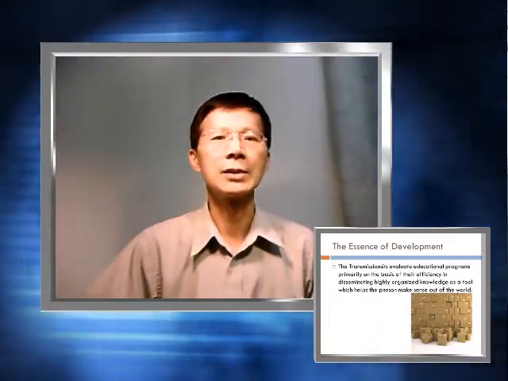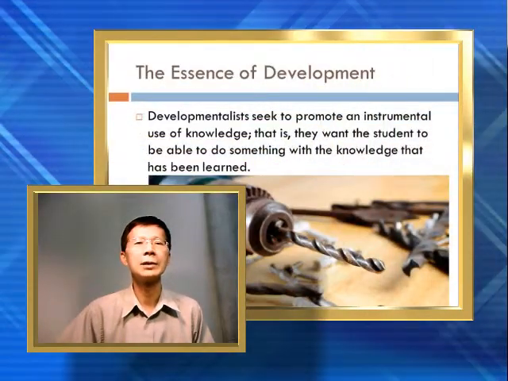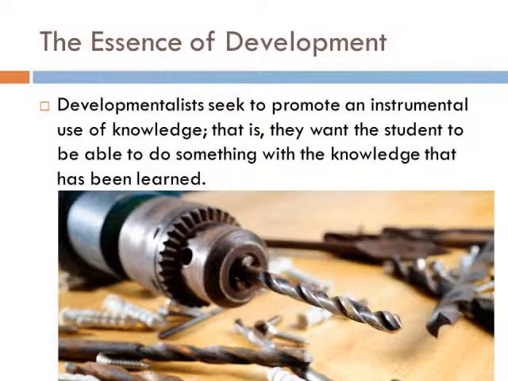Consequently, the transmissionists evaluate educational programs primarily on the basis of their efficiency in disseminating highly organized knowledge. Developmentalists, by contrast, see knowledge as a tool which helps the person make sense out of the world. They seek to promote an instrumental use of knowledge. That is, they want the student to be able to do something with the knowledge that has been learned.